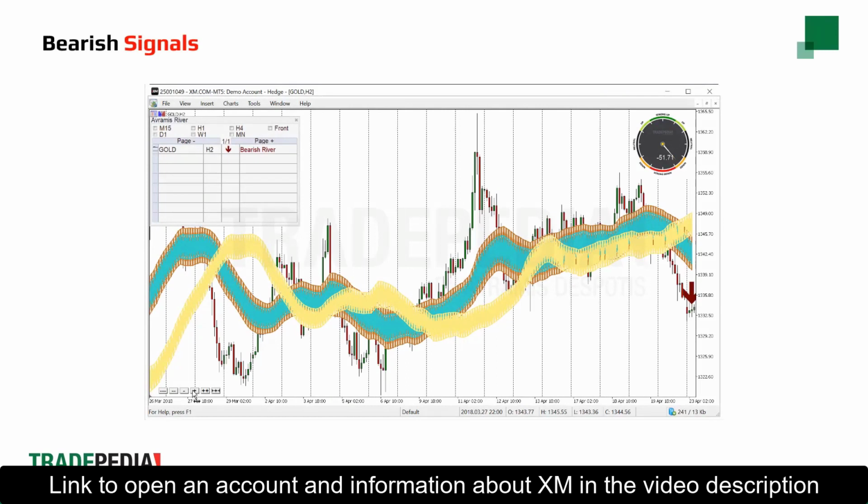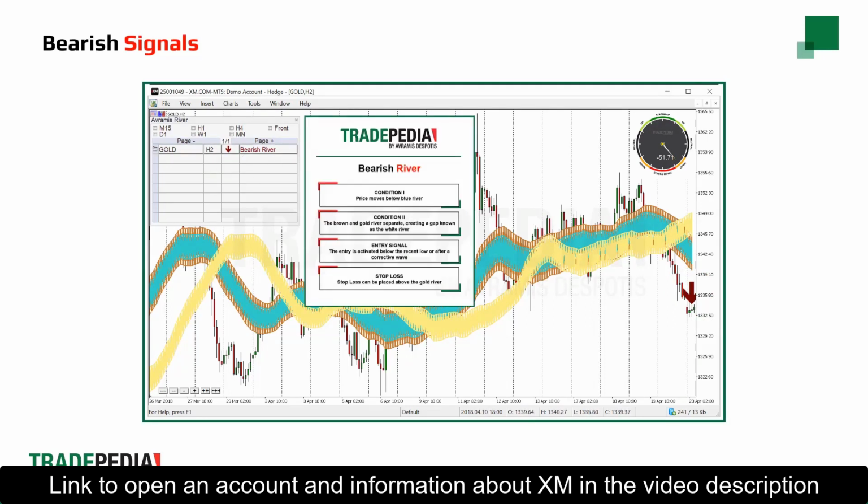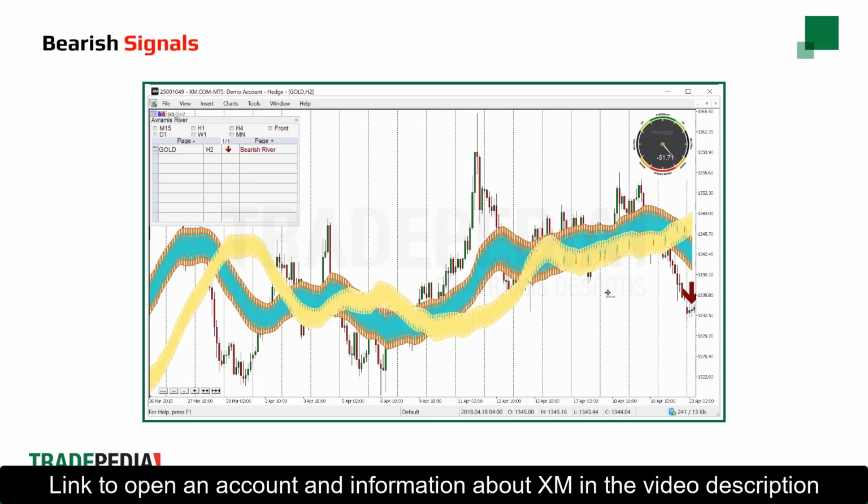In a downwards move, a bearish river will be identified with a red arrow. Clicking on the envelope in the monitor panel brings up more information regarding the signal. A bearish river suggests new short positions and an exit to any remaining long positions. An entry could be placed below the low of the candle, with a protective stop above the gold river.